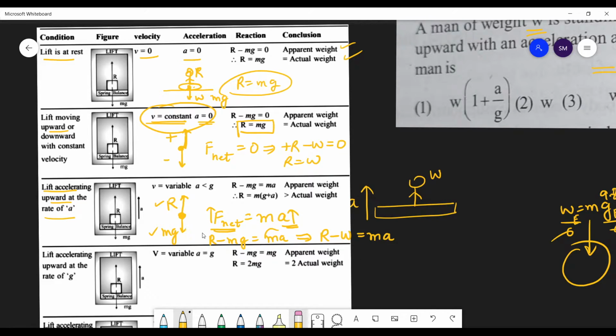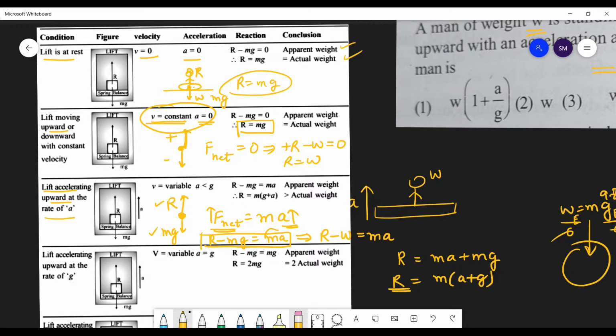If you want to find R, this mg will come to this side, so that will be equal to ma plus mg, and this m is common, so m into A plus g. So that will be the reaction force, and that will actually be your apparent weight. This is the apparent weight which will be shown by the weighing machine in the lift if the lift is moving in the upward direction.